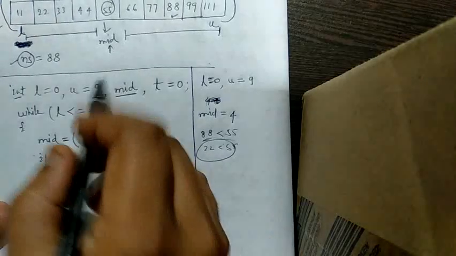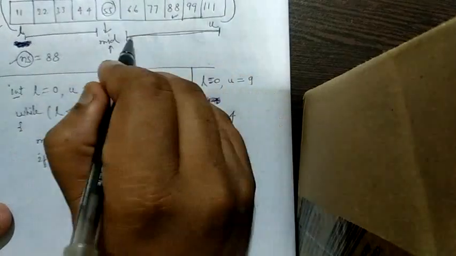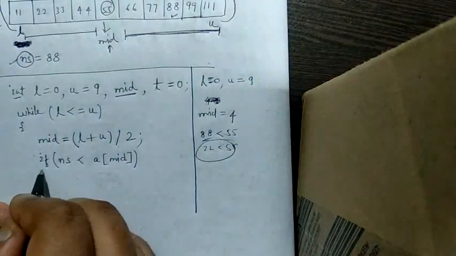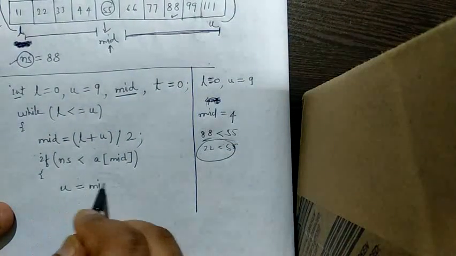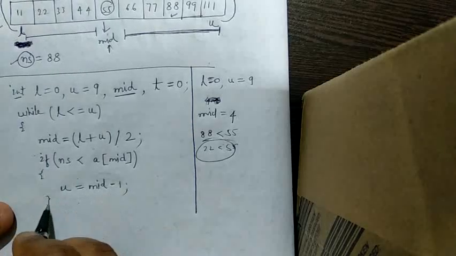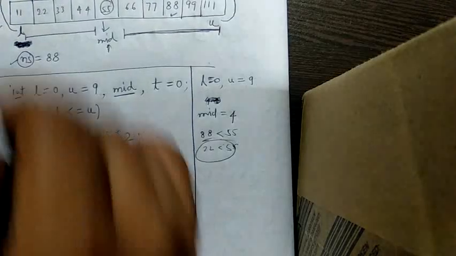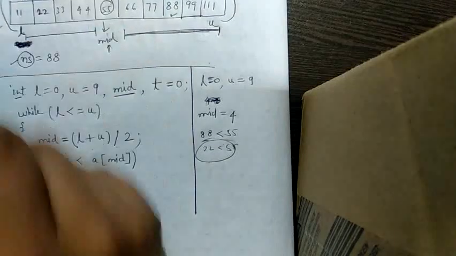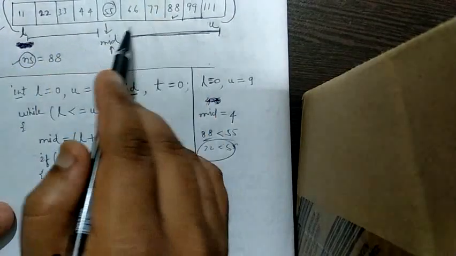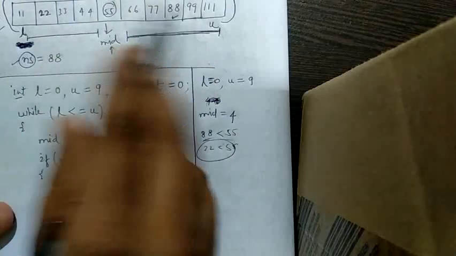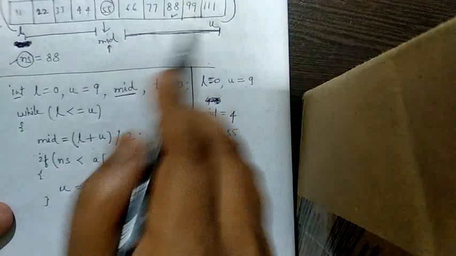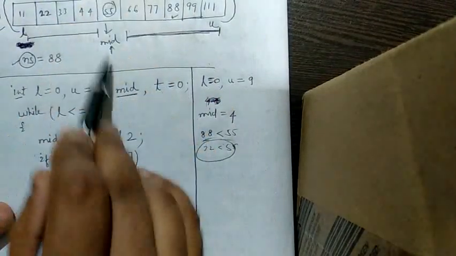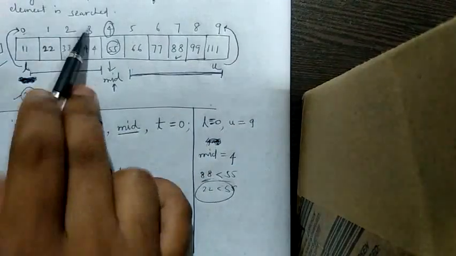So if that is the condition, I don't need this part, so I will omit this. To omit this, you will write that the u value will become mid minus 1. It means suppose you are finding this 22. So 22 is less than 55, so I will search in this part and I have to remove this part. For that it is written u equals mid minus 1. In that case u will become how much? Mid position is 4, so 4 minus 1, then this will become 3.